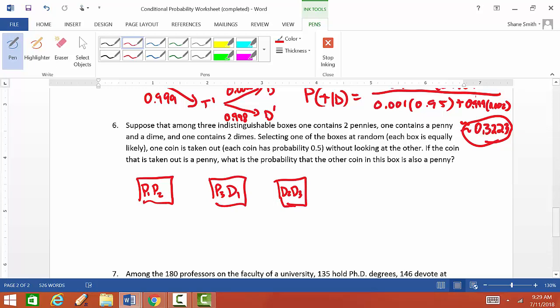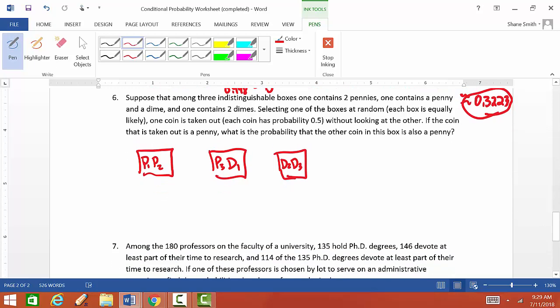Well, let's try the sample space. So if I pull out this penny, the other coin is P2. If I pull out P2, the other coin is P1. If I pull out P3, the other coin is D1. If I pull out D1, the other coin is P3. If I pull out D2, the other coin is D3. And if I pull out D3, the other coin is D2. So this is the sample space.